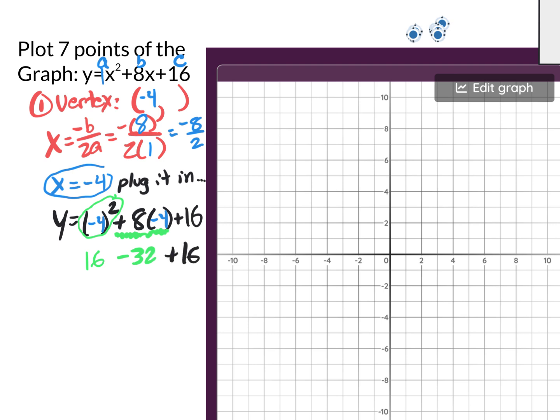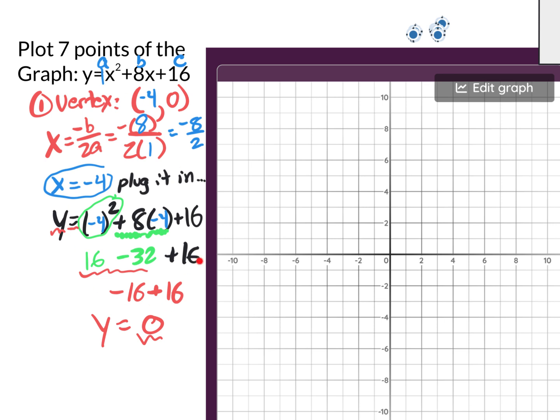And then you add and subtract at the very end. So if you think about 16 take away 32, that's actually a -16. And -16 plus 16 is 0. So the vertex y value is 0. Okay, after all, you just found y equals 0, right? Y equals 0. So that's the most important point.